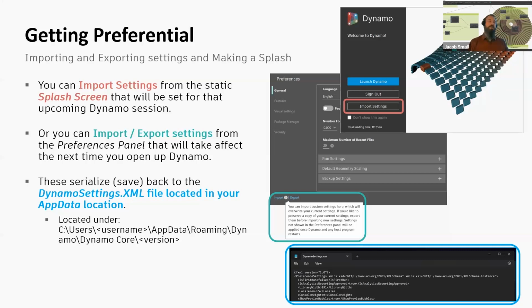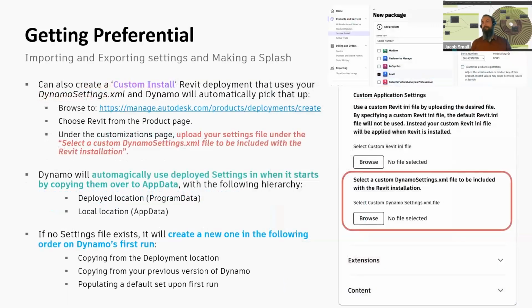These typically are located under C, username, app data, roaming, Dynamo, Dynamo Core, or Dynamo Revit, or Dynamo Civil, or whatever you have, with the version to indicate which version you're in. So it can be a little bit difficult to find those, but app data roaming Dynamo is typically the first place you want to go. Civil 3D, actually, now that I think of it, might have it in its own file, but we can cover that in a later session dedicated to Civil, I guess.